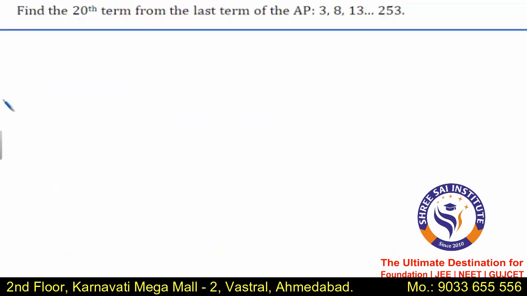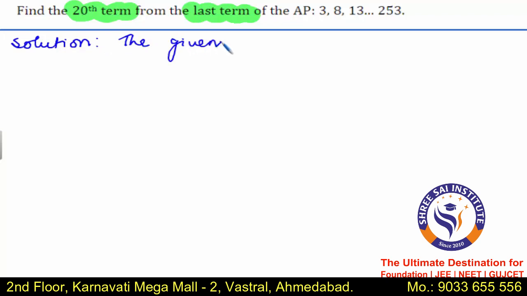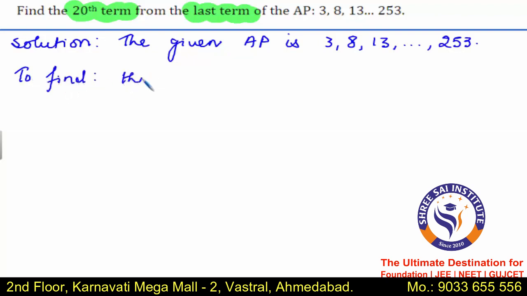This question says, find the 20th term from the last term of the given AP. Beginning with the solution, the given AP is 3, 8, 13, and so on, and the last term is 253. We have to find the 20th term from the last term.